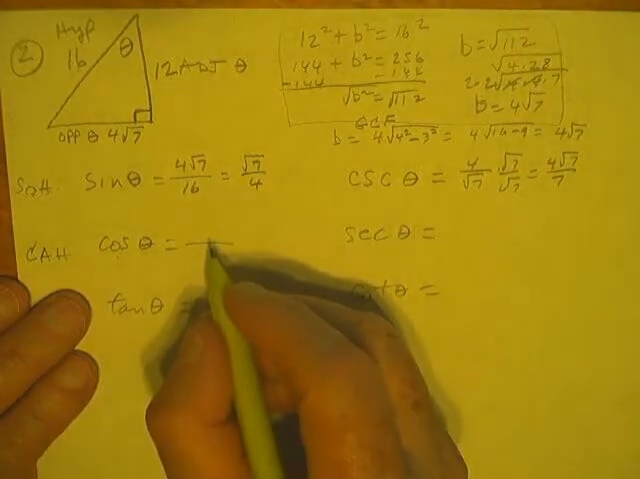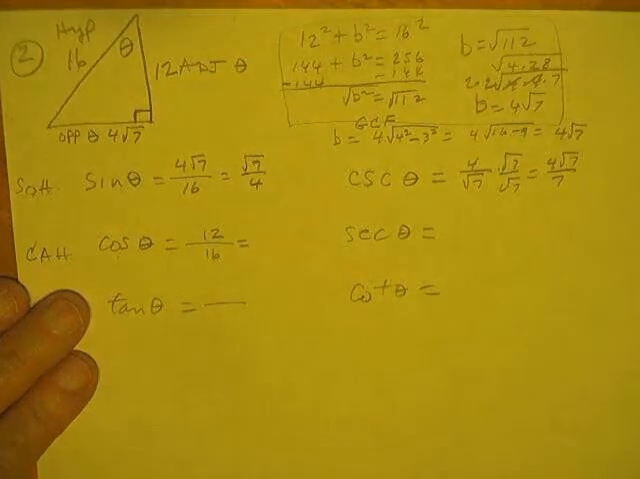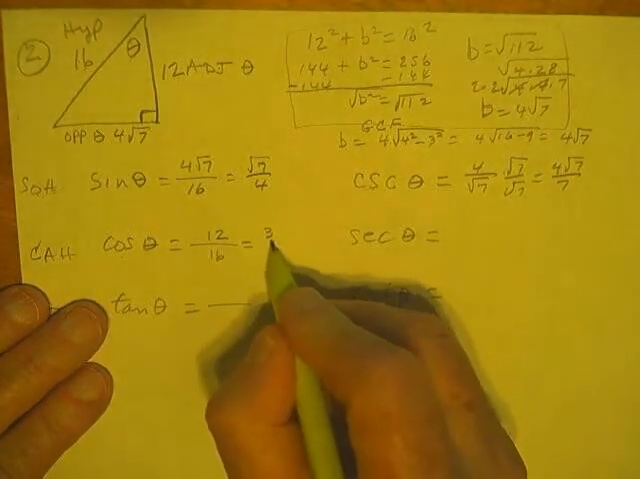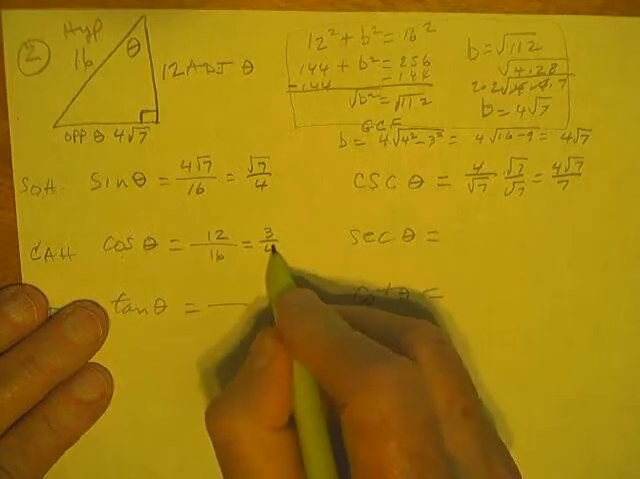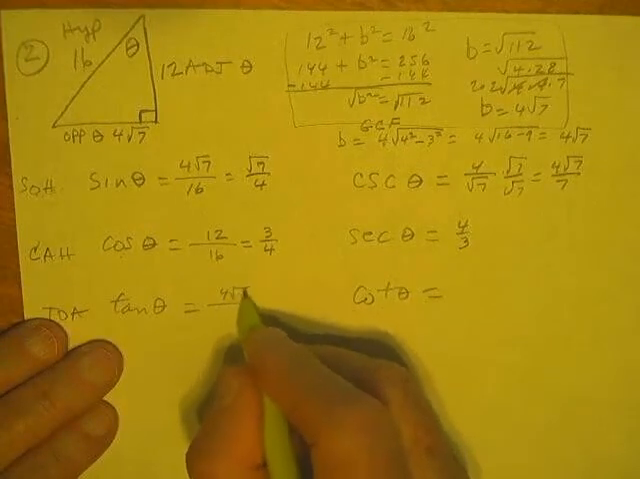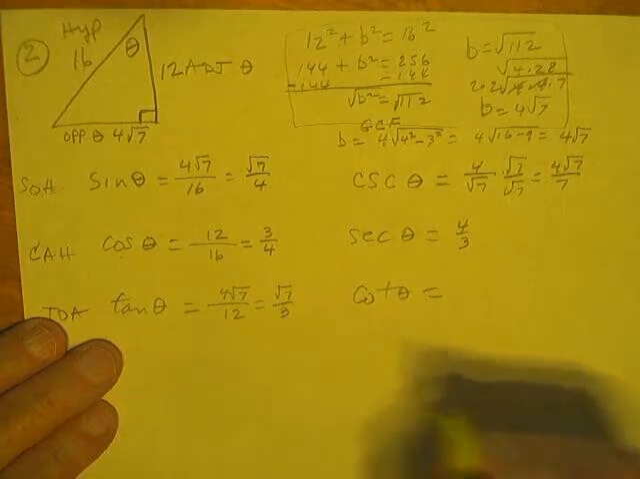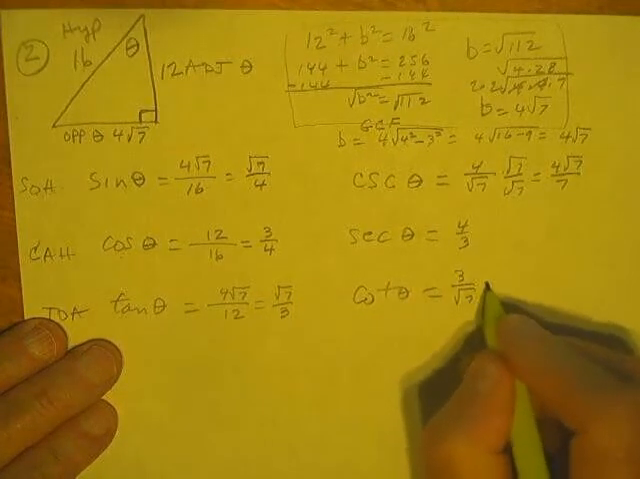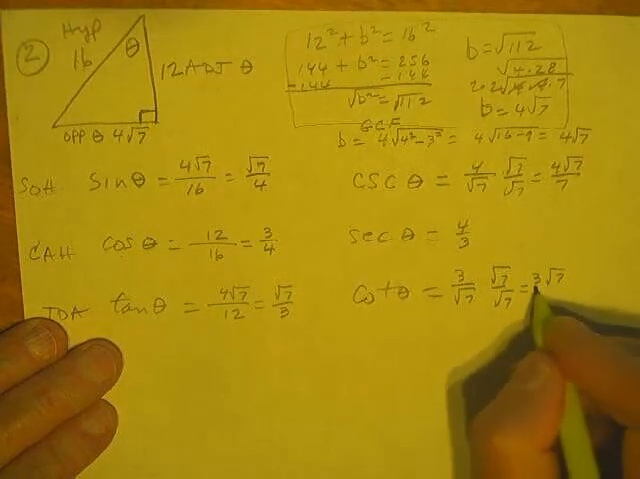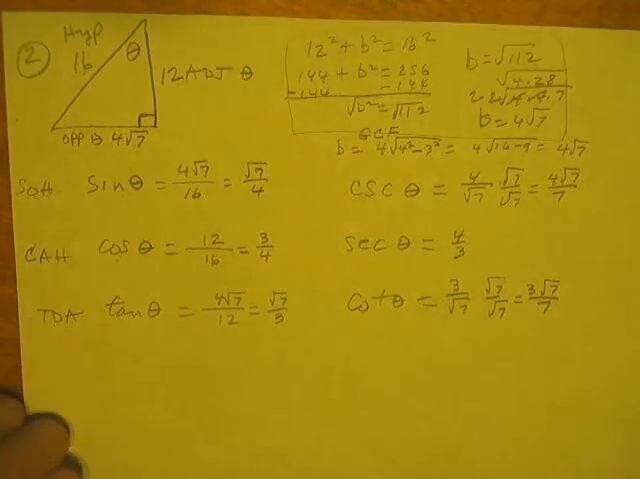Come down to this one and you get adjacent over hypotenuse. Oh look, no radical on this one. Yippee skippy. 4 goes into 12, 3. 4 goes into 16, 4. Flip the fraction. Come over here and do opposite over adjacent, reduce the fraction, 3, flip it, rationalize it, 3 root 7 over 7. And we're done on number 2.